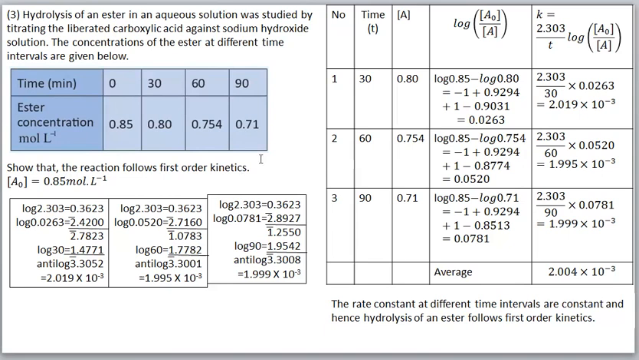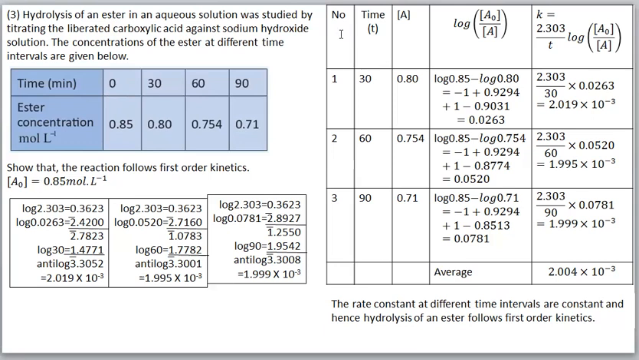This is the question. For the answer, you see, first the initial concentration is given. When time t is equal to 0, the concentration is 0.85. This is the initial concentration. So A0 is equal to 0.85 molarity, capital M, or we can write mole per liter.